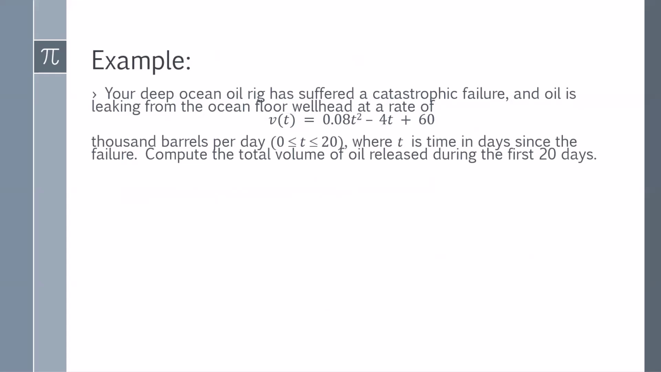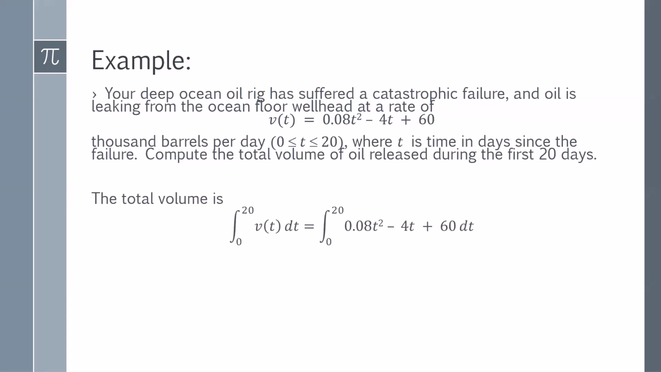Another example. Your deep ocean oil rig has suffered a catastrophic failure and oil is leaking from the ocean floor wellhead at a rate of V of t equals 0.08 t squared minus 4t plus 60,000 barrels per day, where t is the time in days since the failure. Compute the total volume of oil released during the first 20 days.